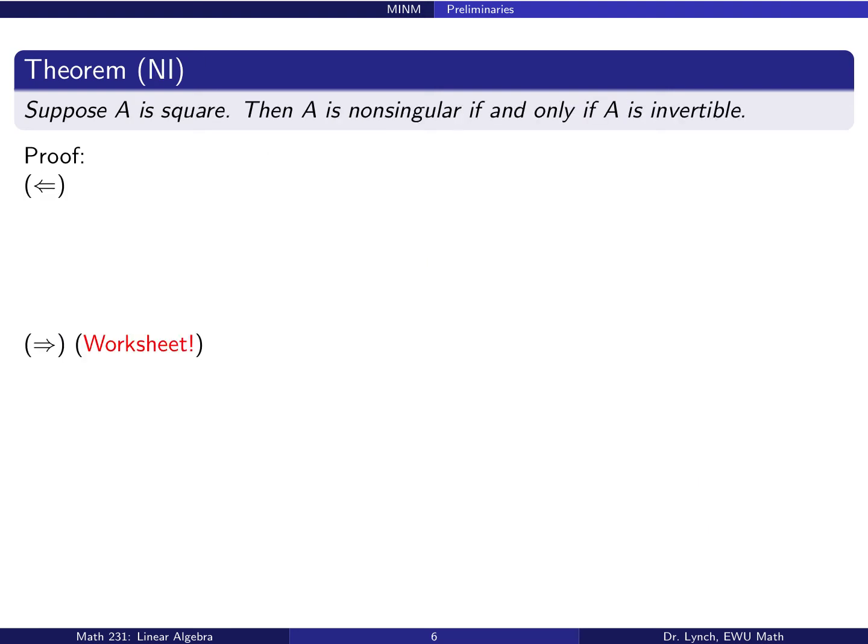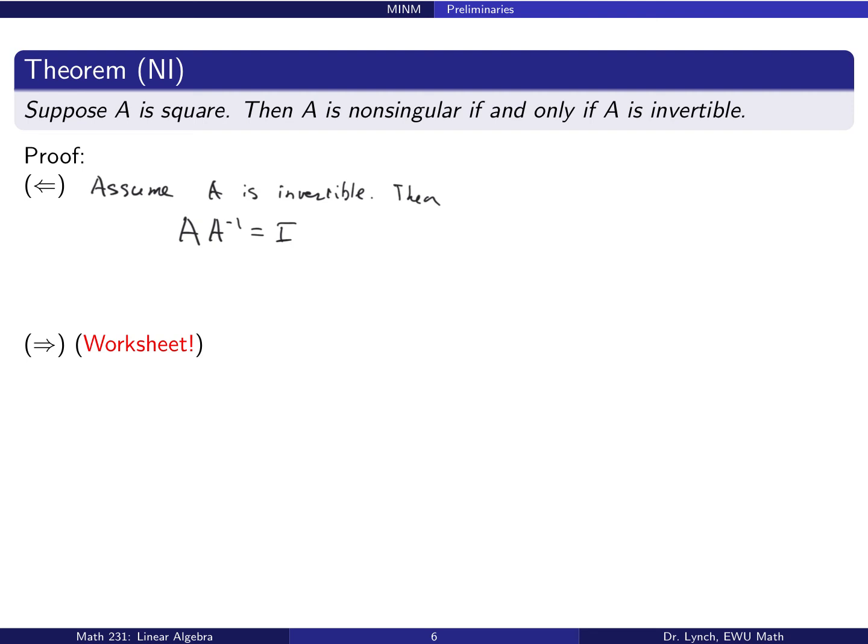Okay, so the main proof of this section is the statement that A is non-singular if and only if A is invertible. So I'll go ahead and prove part of this, assuming that A is invertible and proving it's non-singular, and then I'll leave the second part to you.